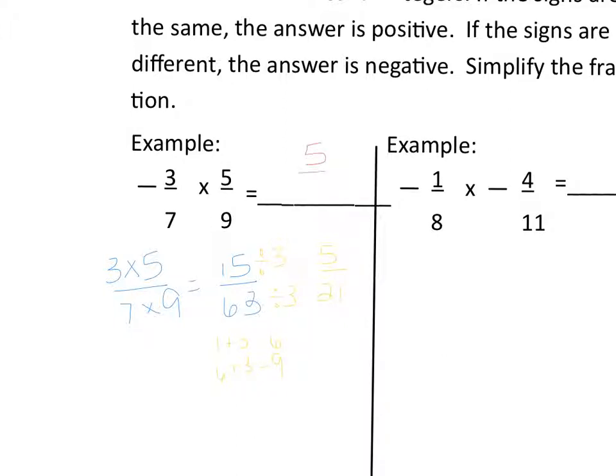In order for us to determine if our simplified fraction is going to be positive or negative, we look at the signs. The signs are different because 3/7 is negative and 5/9 is positive. The signs are different, so our fraction is negative. There is another way to simplify this.